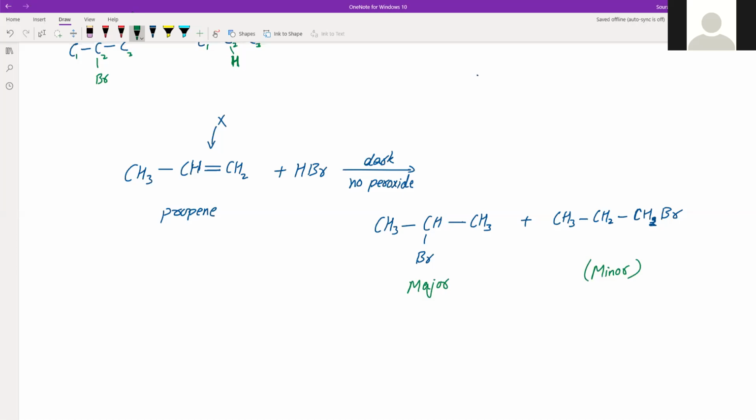Coming to their nomenclature, the name for this will be 2-bromopropane, and this will be 1-bromopropane. So the compounds are different.